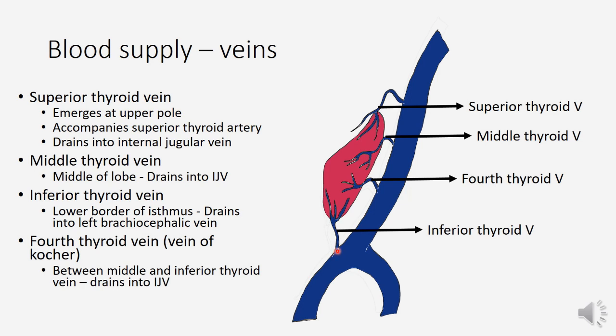Apart from these 3, there can be a fourth thyroid vein called the vein of Kocher, and if present, it emerges between the middle and inferior thyroid veins and drains into the internal jugular vein.